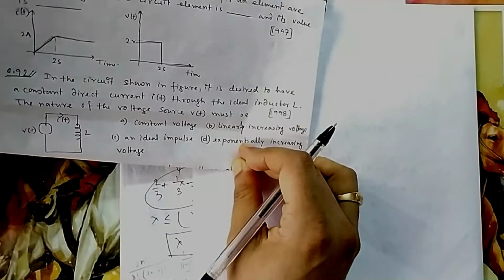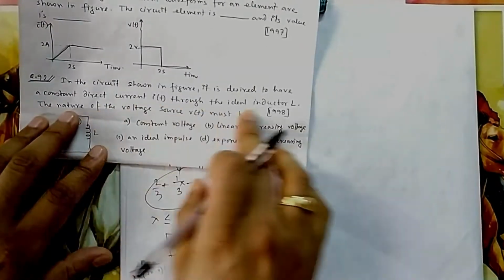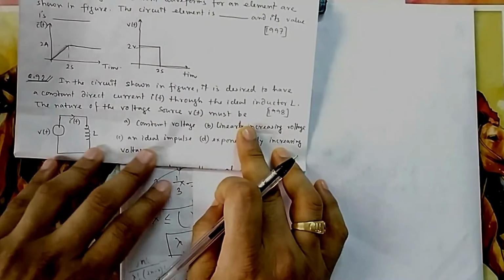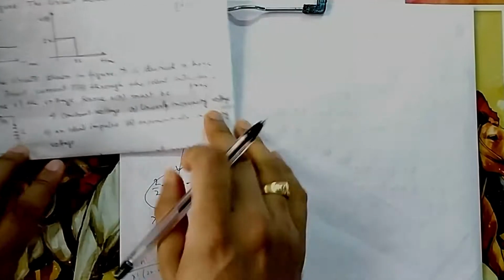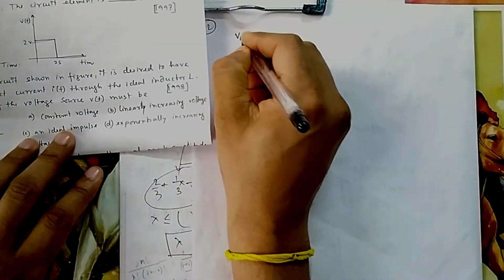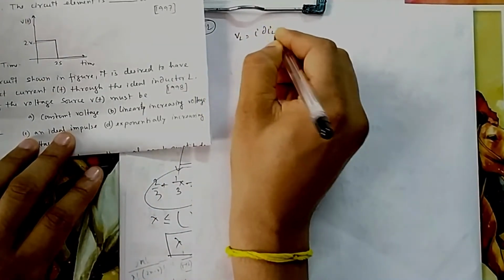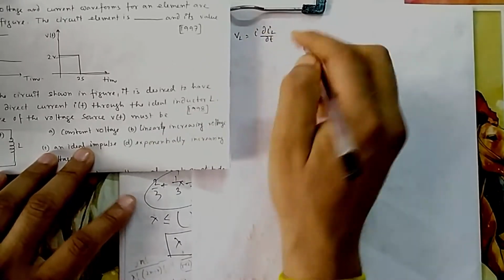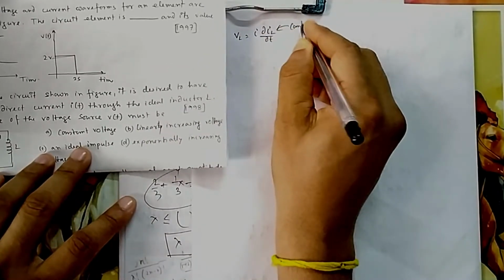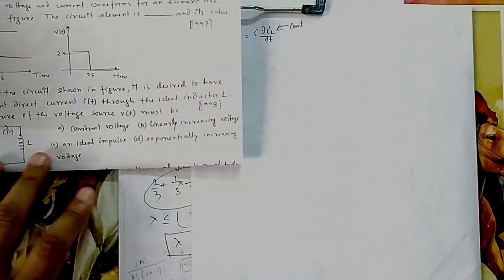If you see 92, in the circuit shown in the figure, it is desired to have a constant direct current IL through the inductor L. The nature of the voltage source must be, so current should be constant. So here what is the formula for V? V is equal to L di/dt. Now this current is constant, they are saying. So if this is constant, that means your VL should be 0. So 0 means if you give no voltage, then how will it come? So obviously it will not be like this.